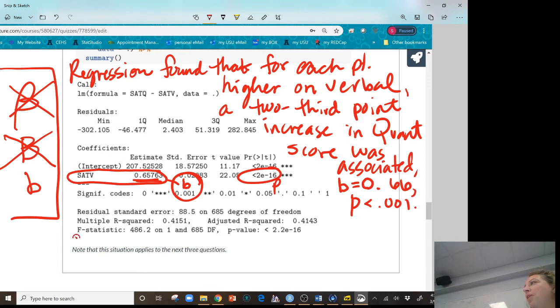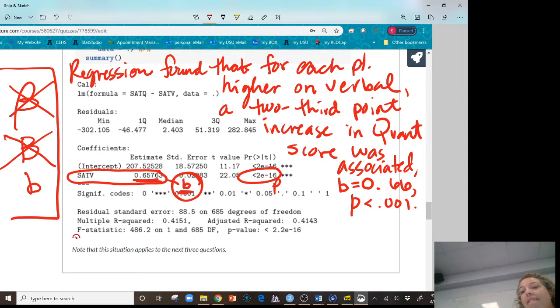Now, am I going to take a point off if you didn't do that? Not necessarily, no. But that's the new APA 7. Most things are still accepted if you do APA 6. Journals are slow to adapt. But for regression, we should use the lowercase b for a regression slope.